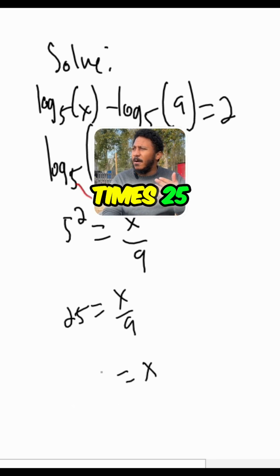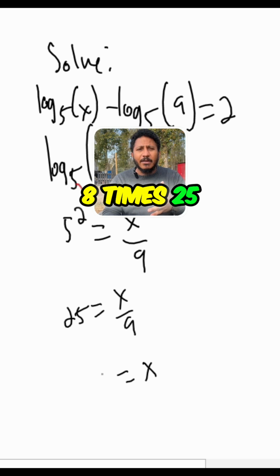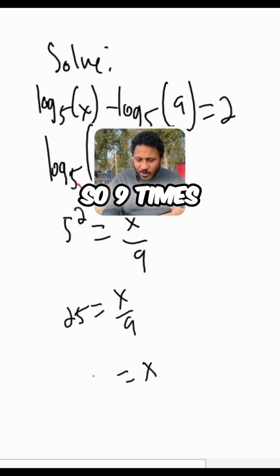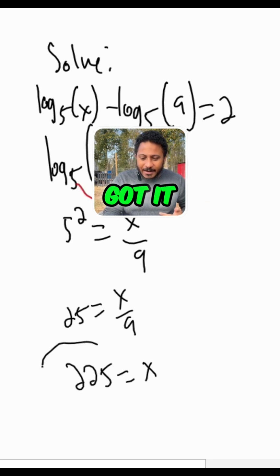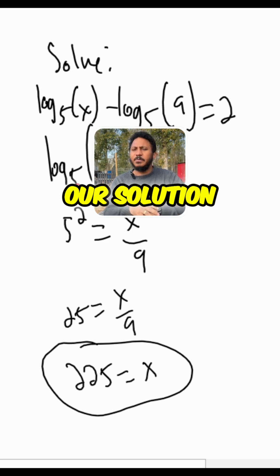Let's see. 8 times 25. So 8 quarters is $2. So 9 times 25, 225. Okay, got it. So that would be our solution to this equation.